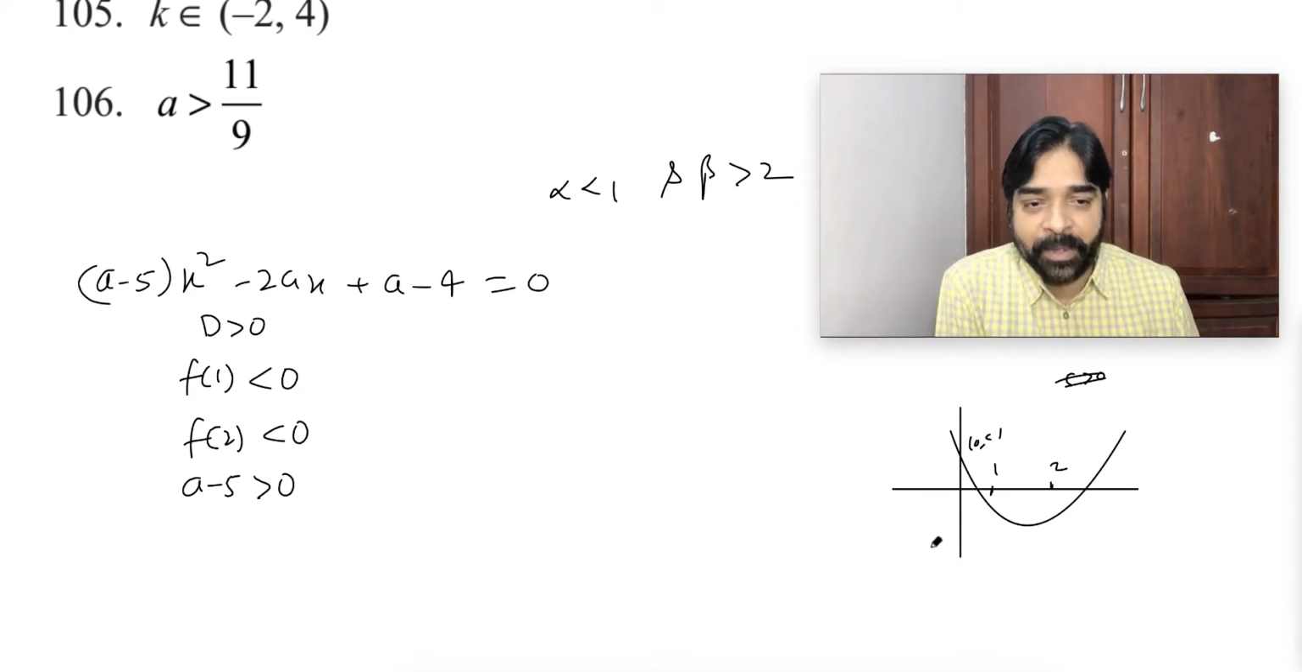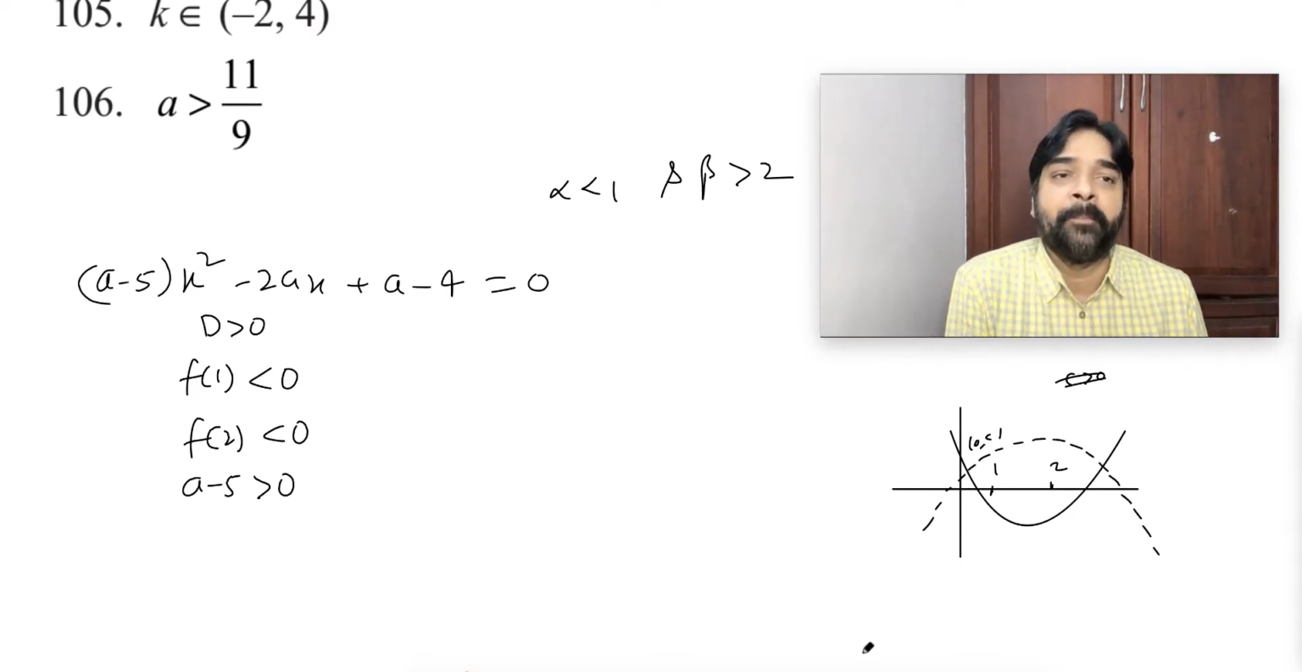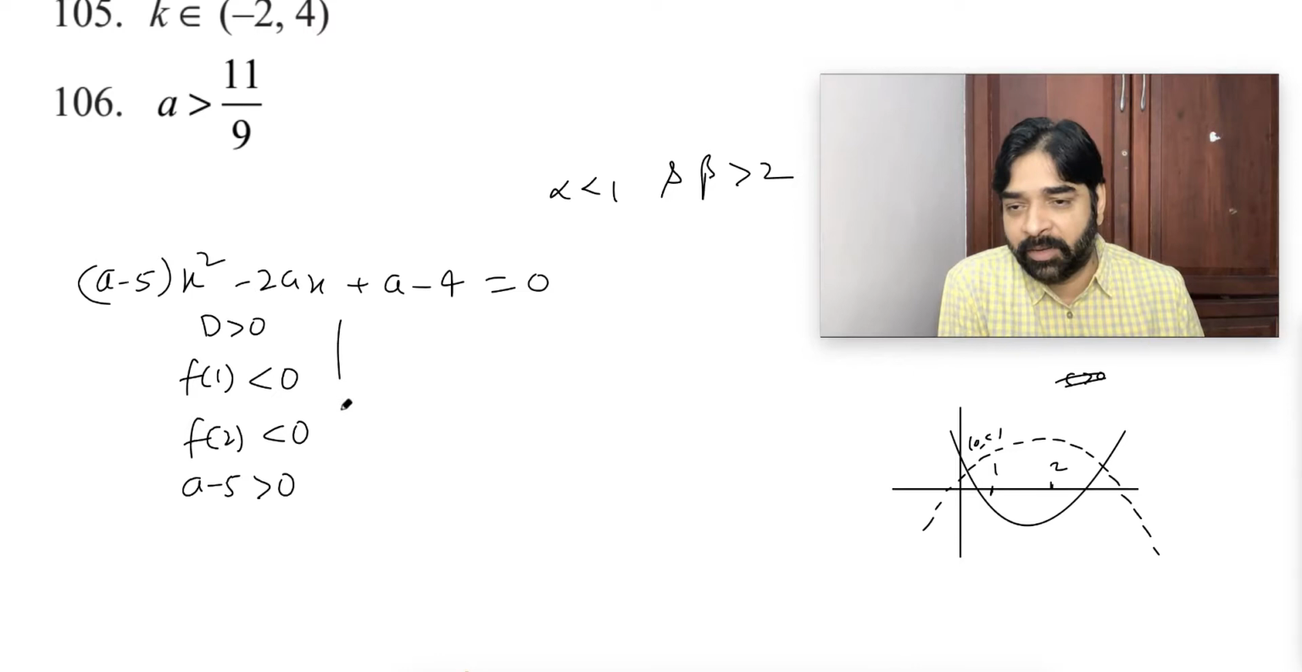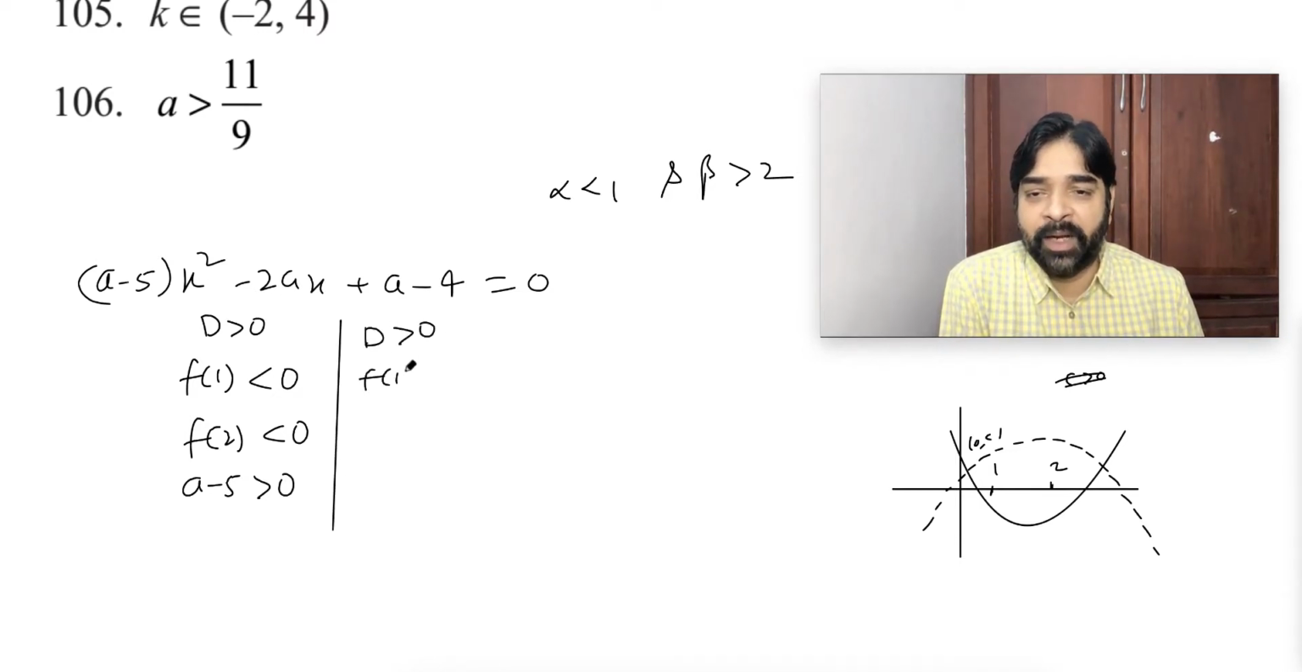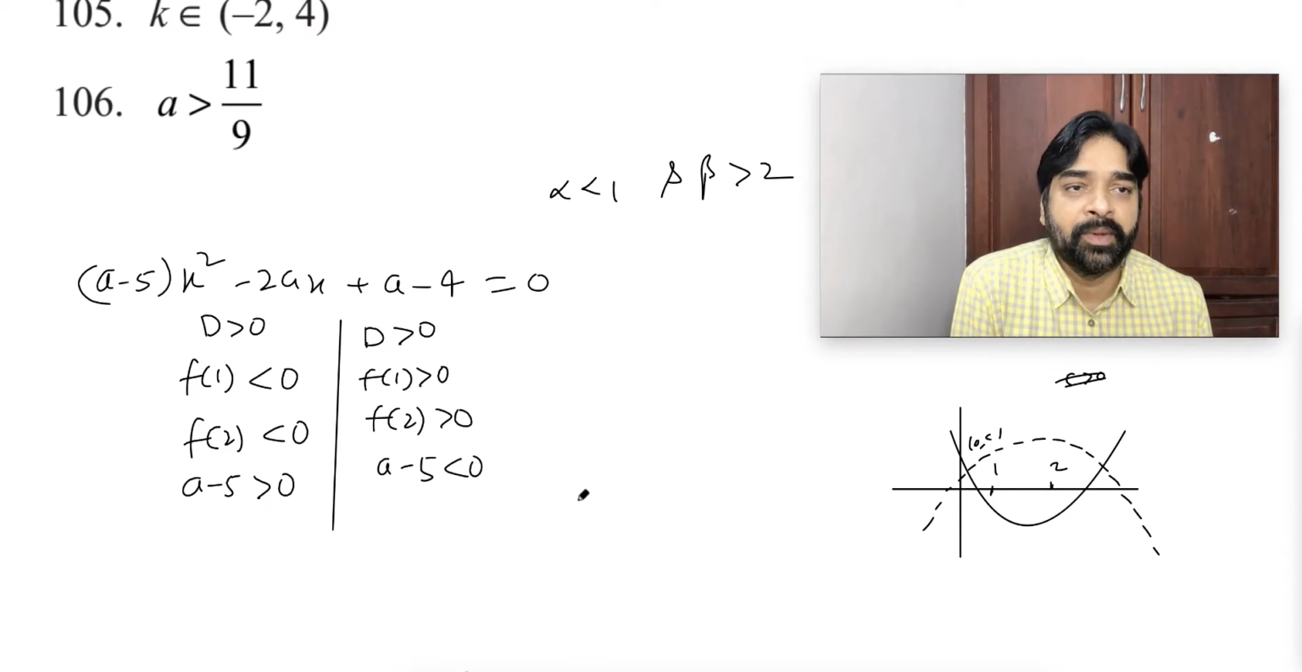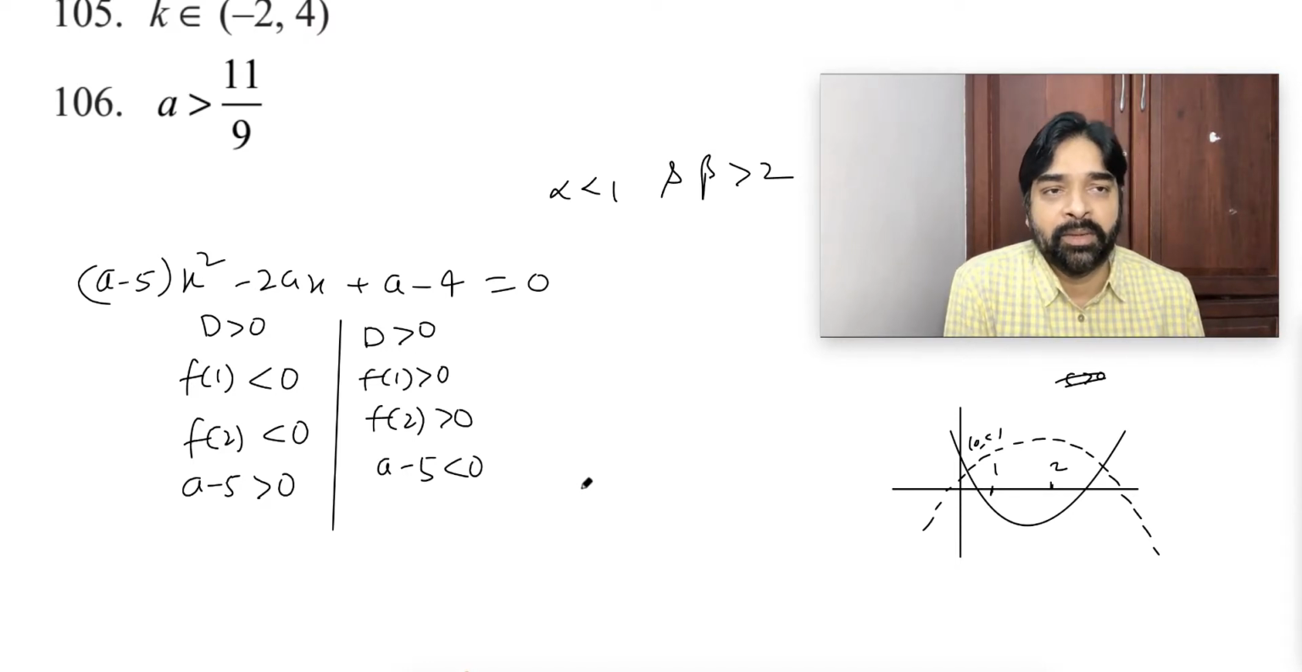The graph can be the other way. Graph can be the other way, means this way, the dotted graph which you can see. For this condition, what you will say? D greater than 0, f of 1 greater than 0, f of 2 greater than 0, a minus 5 less than 0. Yes or no? That's all. We don't have to do anything.